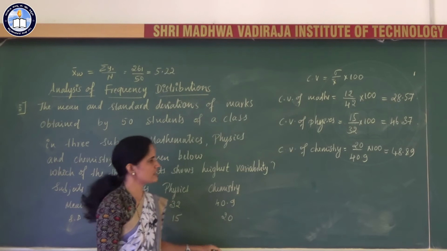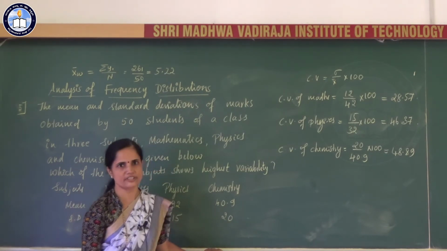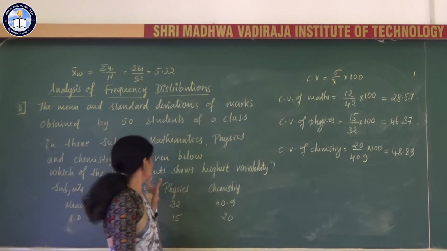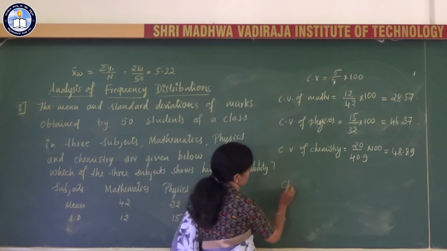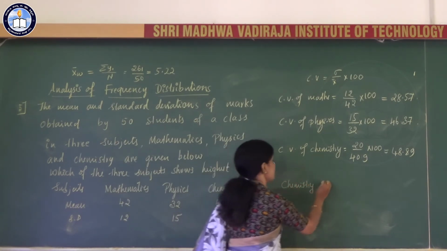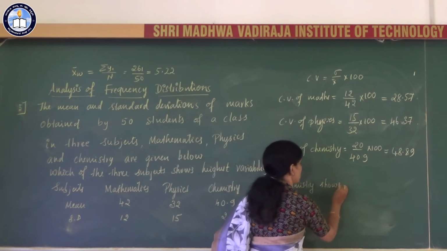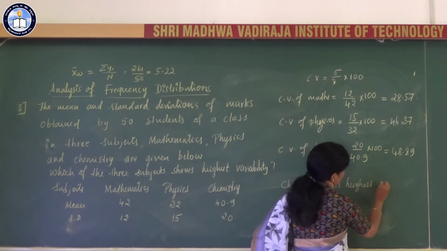So which subject is having more coefficient of variation? Obviously it is chemistry, is it not? Therefore the chemistry shows highest variability. That is your answer. Which subject shows highest variability? Chemistry shows highest variability.